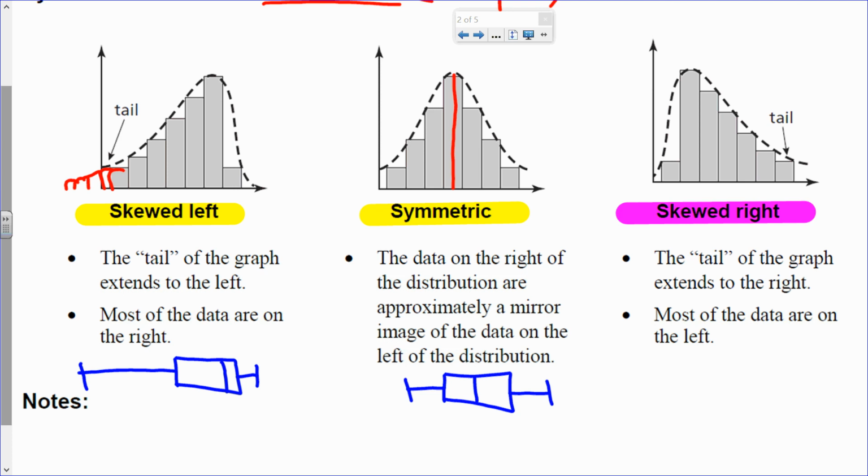Ouch. Watch this. Skew to the right. The whisker will be on the right side, longest. And the median is going to be more to the left, and then you got the short whisker on the left. That's a skew to the right box plot. You with me? So they're related, box plots and distribution. They're telling the same story, in other words.